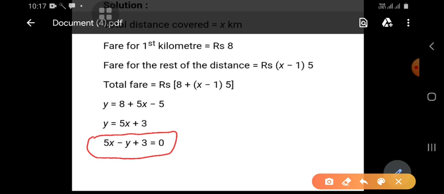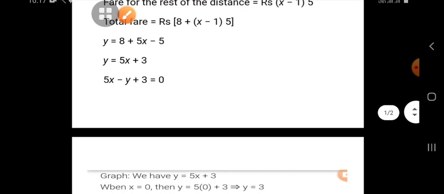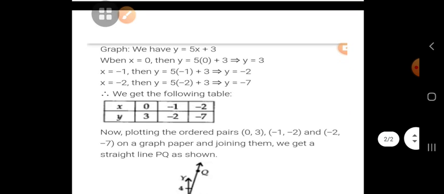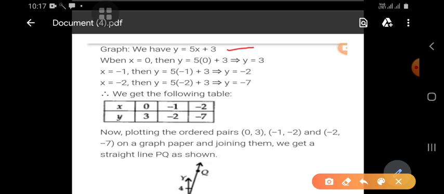Now just we simplify this to draw a graph. To draw a graph, you have to find out the value of x and y. So we can write it as y is equal to 5x plus 3. Just I change this equation in this way, so that we can easily find out the value of x and y. Now for the graph, look at here. Equation is y is equal to 5x plus 3.